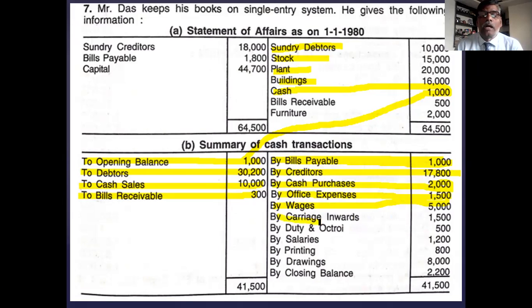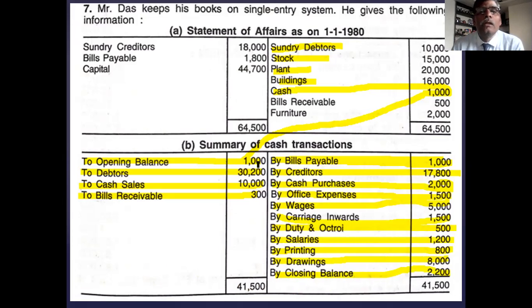Carriage inward goes to trading account debit side. Duty and octroi goes to trading account debit side. Salary goes to P&L account debit side. Then printing goes to P&L account debit side. Drawing goes to balance sheet. You have to deduct it in the capital. Okay. Closing balance goes to balance sheet asset side. This is the movement you have to make in the account. This is regarding statement of affairs and cash flow.